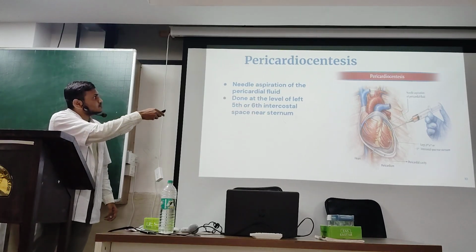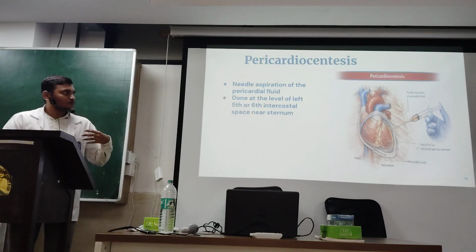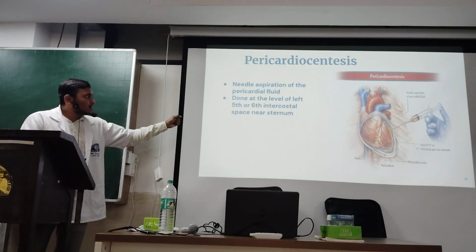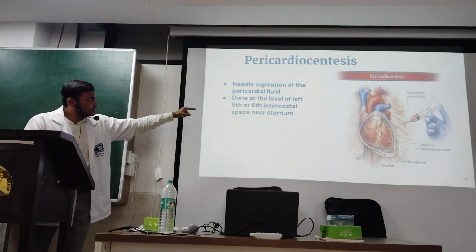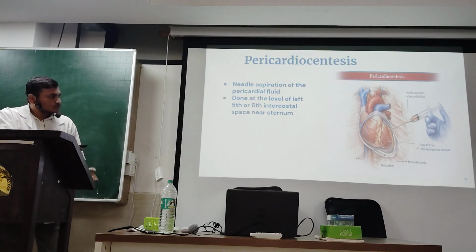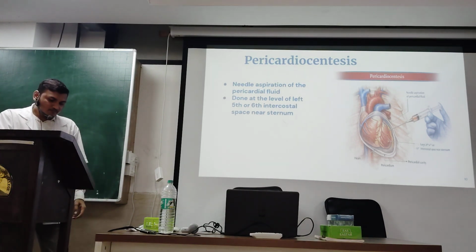And the last one is the pericardiocentesis. This is the needle aspiration of pericardial fluid. It is done at the level of the left fifth or sixth intercostal space near the sternum to aspirate the pericardial fluid.